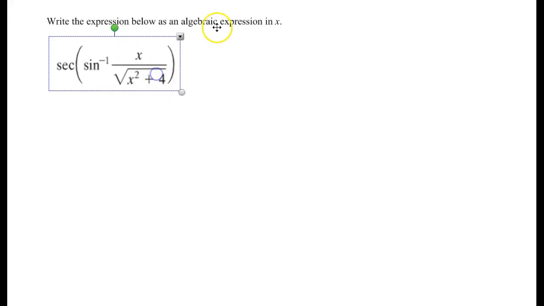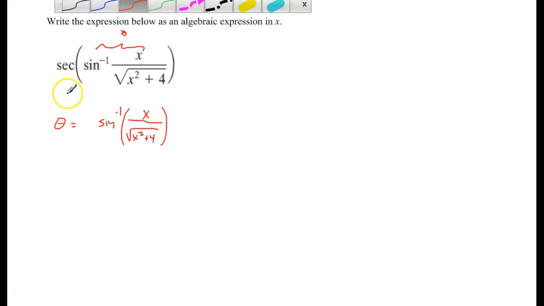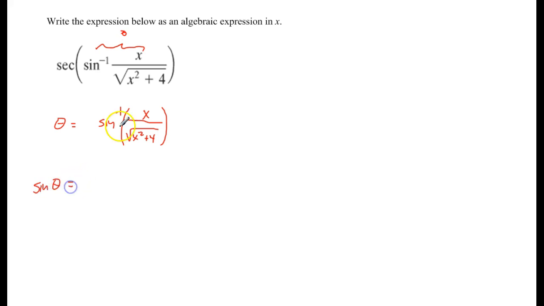Alright, now we got an uglier one here, but we don't do anything different. The math is the same. So all of this is our angle. So theta equals the arc sine of all that stuff. That means the sine of the angle then is equal to all that stuff. Sine is opposite over hypotenuse.